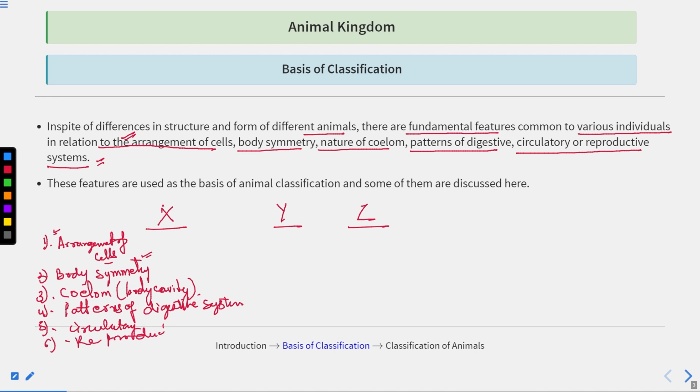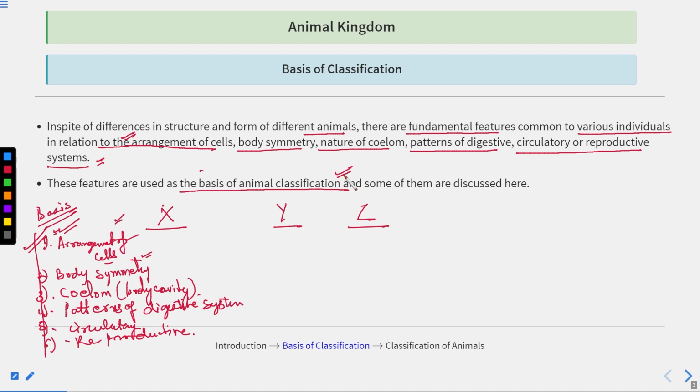So these are some of the characteristics that you see when you look at three, four different organisms, how they are different and in which phylum you can keep them, because every phylum has its own characteristics. Now you find some animals and you see what the basic characteristics of that animal are, and according to that, you can keep that animal in a particular phylum. So these features are used as the basis of animal classification, right? This is the basis of classifying the animals.